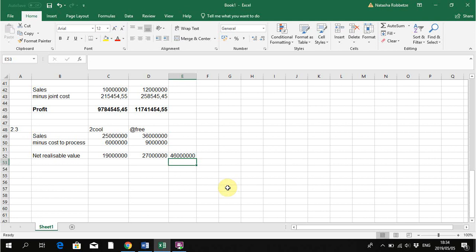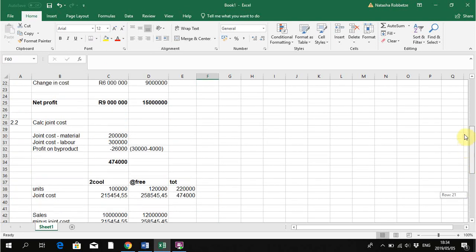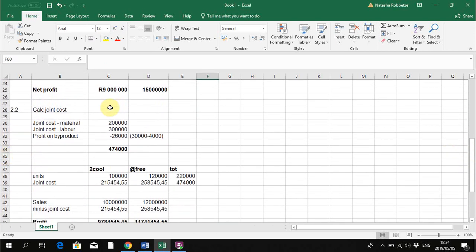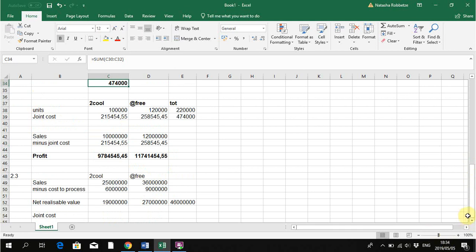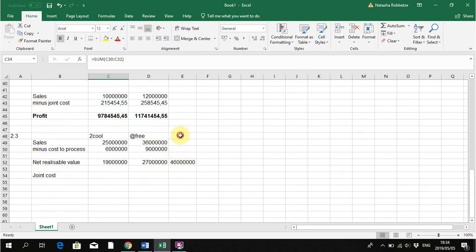So now I can go and allocate my joint cost. So the joint cost will still be the same. I will always calculate joint cost in the same way. It is the different joint costs added together and minus the profit of a byproduct if a byproduct is included in the question. So that will still remain to be 474,000. Right, so my total, I'm just going to put in the total there, is for the joint cost remains 474,000.